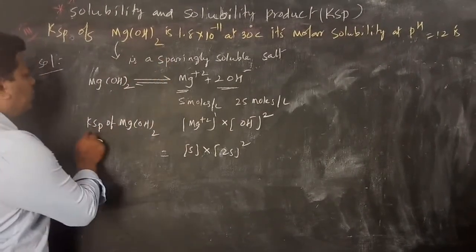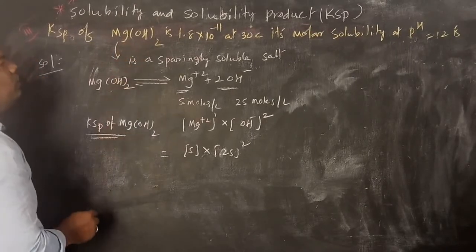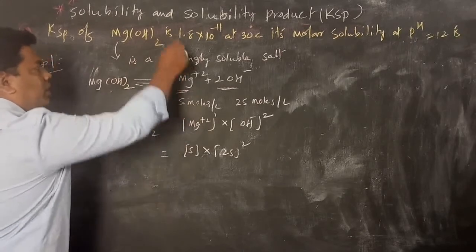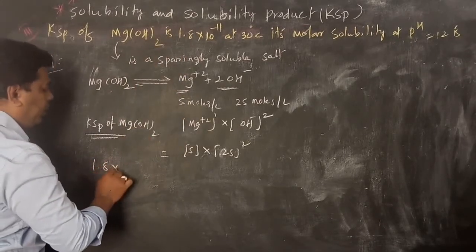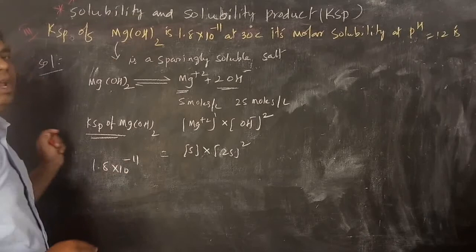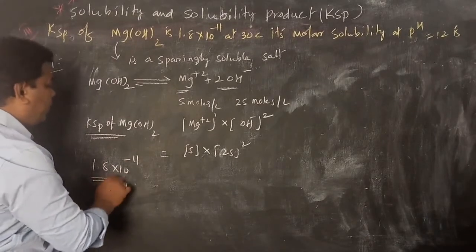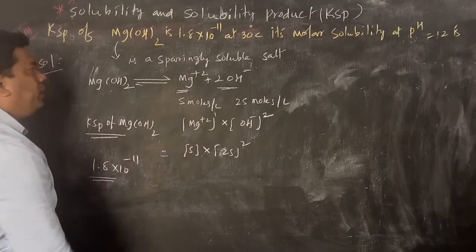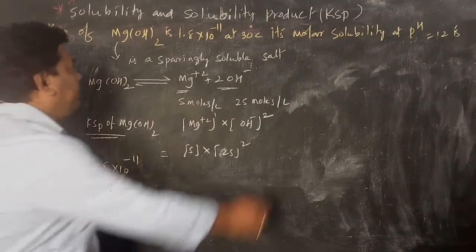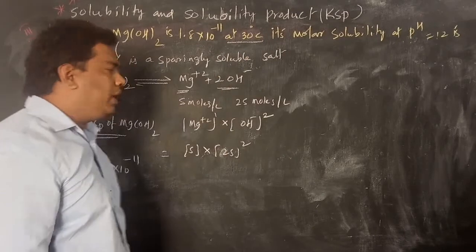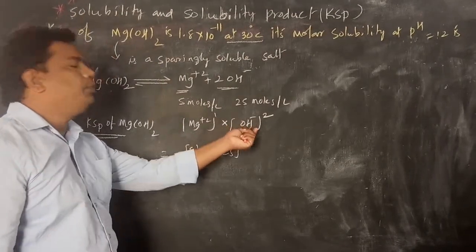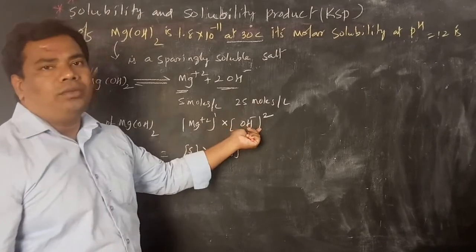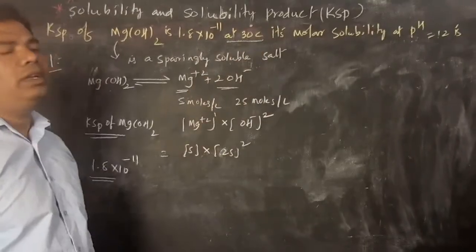The solubility product of Mg(OH)2 is 1.8 into 10 to the power of minus 11 at 30 degrees temperature. We don't know the concentration of OH minus, but he has given the pH.